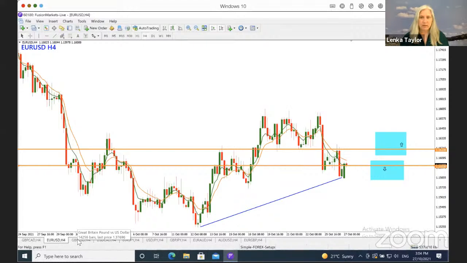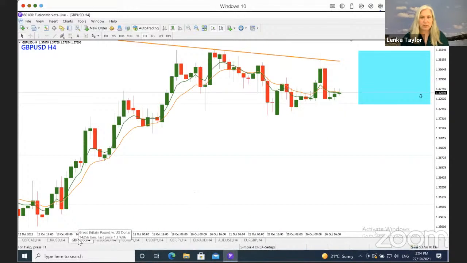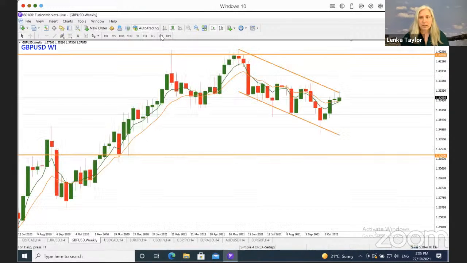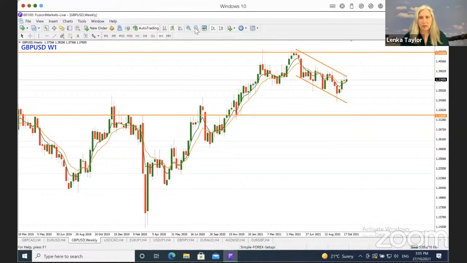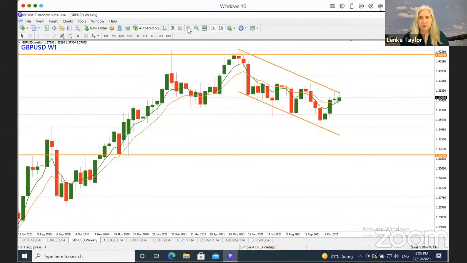Next currency pair I'm having a look at is GBP/USD. So on GBP/USD, I'm looking for a short. On the weekly, we are in that downward channel, and we are at the top of the channel. So at the top of the channel, I'm looking for a short.